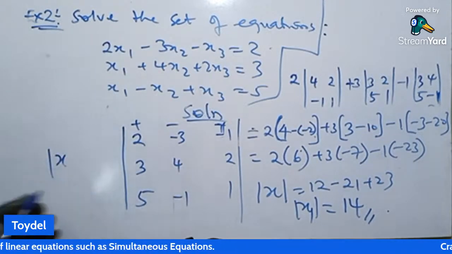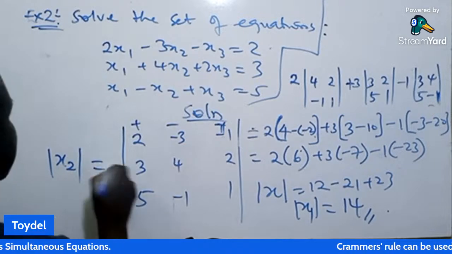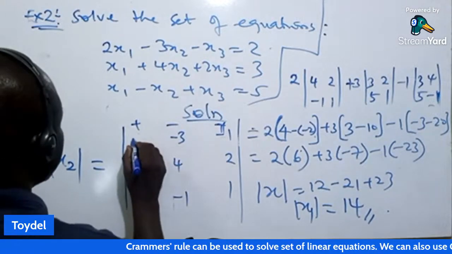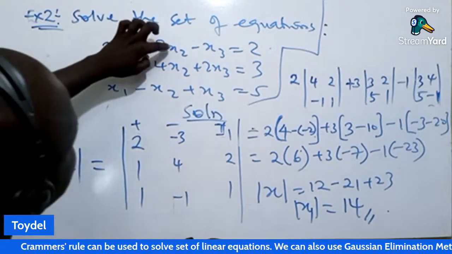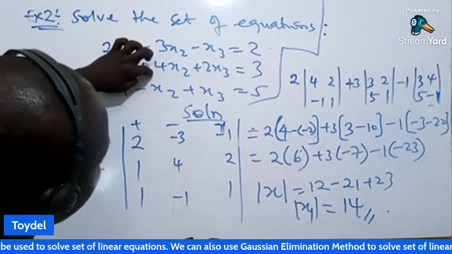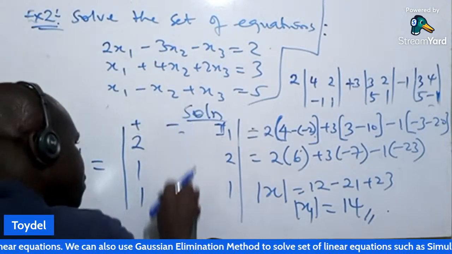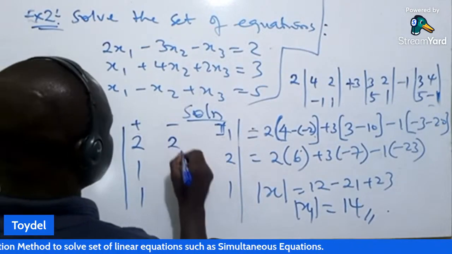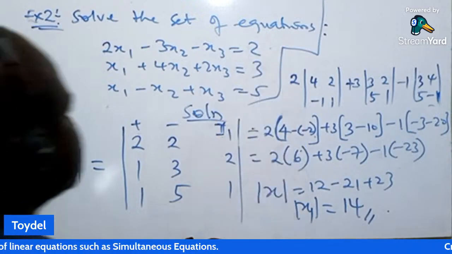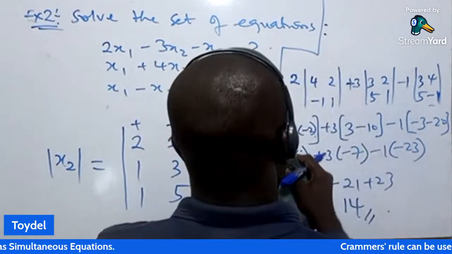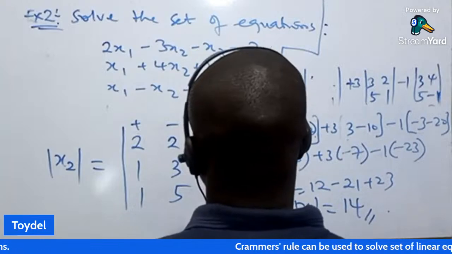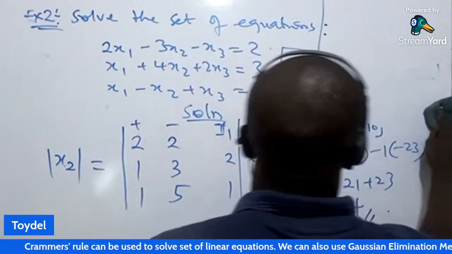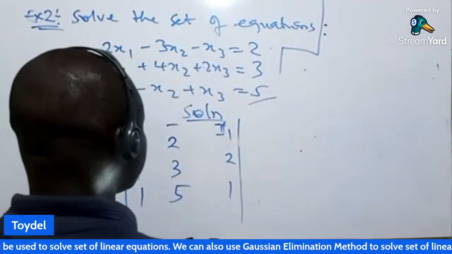So how do we get the determinant of x2? If you want to find the determinant of x2 now, we are going to write out the determinant of x1, which is 2, 1, 1. So instead of the coefficient of x2, which is minus 3, 4, and minus 1, we are going to replace this with the coefficient of the right hand side, because we want to find the determinant of x2. That will be 2, 3, 5. And of course, we do the same thing. So here, instead of 3 now, it will be 2.